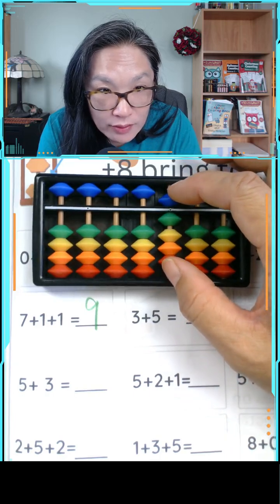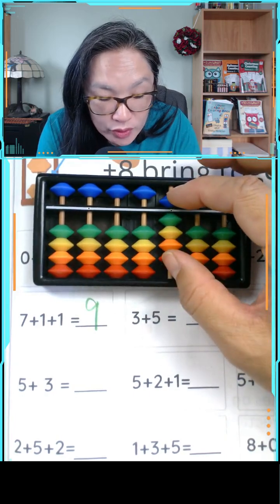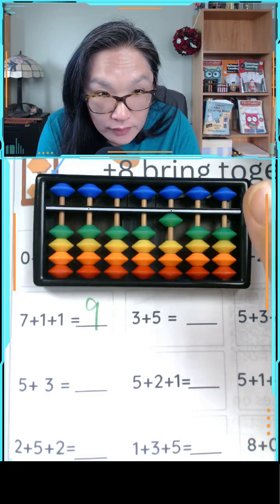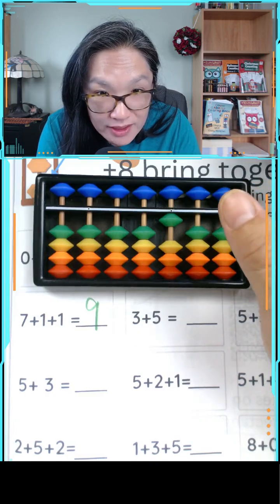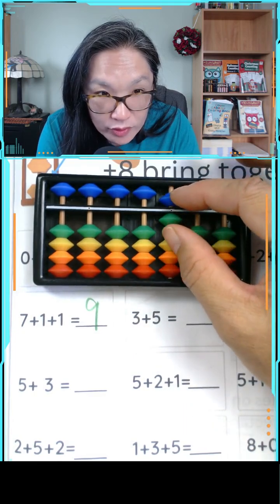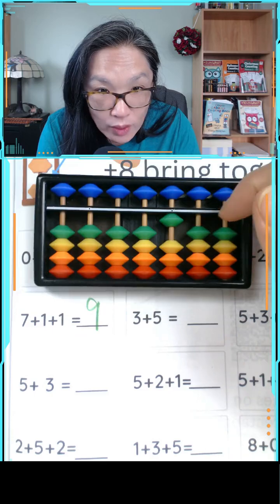Same thing, and you add it together. When you add, we go to the horizontal bar. When we subtract, we go away from the horizontal bar. That's it. Make sense? So we add, we go to the horizontal bar. We subtract, we go away from the horizontal bar. And my final answer is 1.